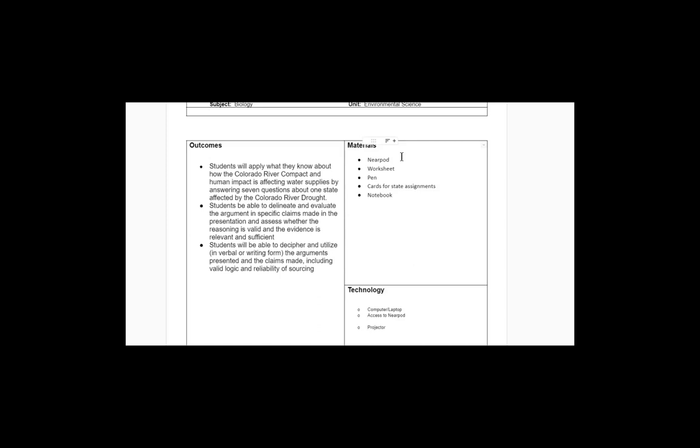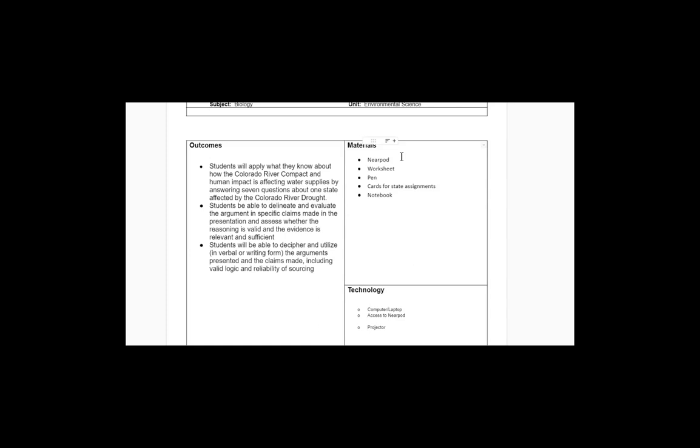And so throughout the lesson, they will be on Nearpod, and to do that, they will have access to some technology, which we'll get into in a little bit. As far as the worksheets, they will be embedded into Nearpod to make everything interactive. Students will need a pen and notebook to take notes, and the teacher will need cards for state assignments that will be placed on students' desks.